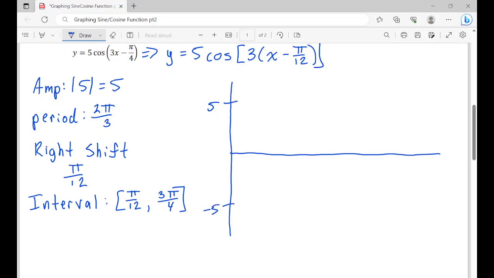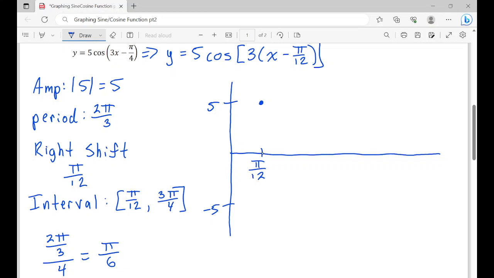And since this is cosine and no reflections, this is going to start up at 5, specifically here at pi over 12, because that's where my interval starts. So it's going to start here. Now to know how to graph this, I'm going to quarter this graph off. So I'm going to take my period, 2 pi over 3, and divide it by 4. When I do that, I'm going to end up with pi over 6. So every notch is going to be a pi over 6 increment.